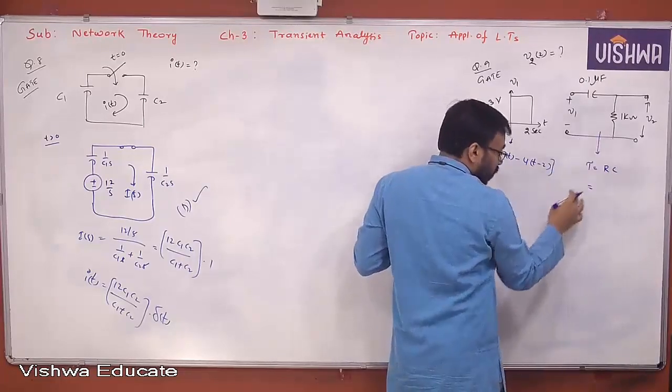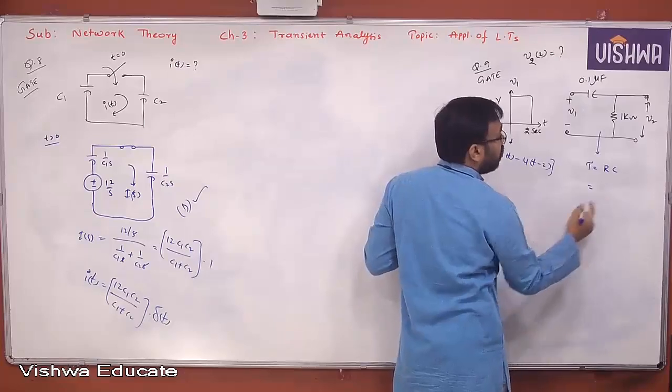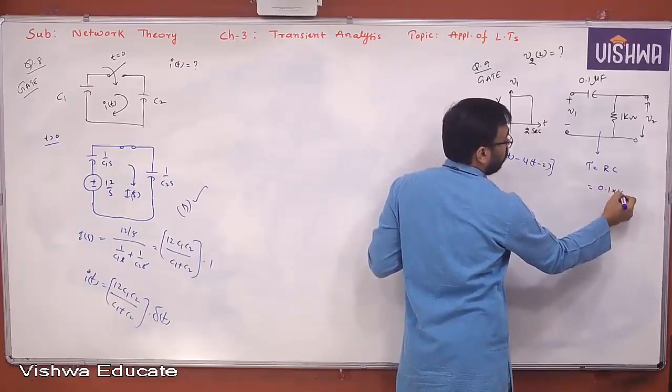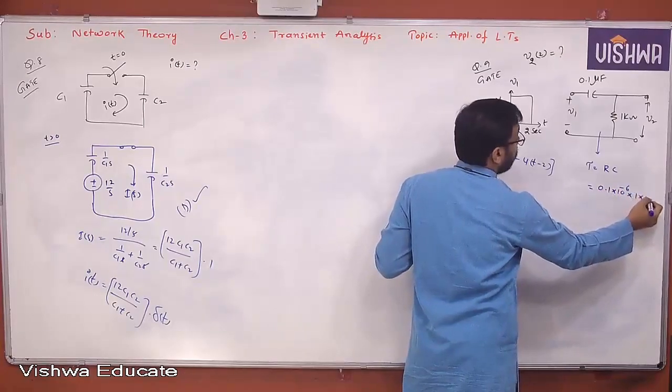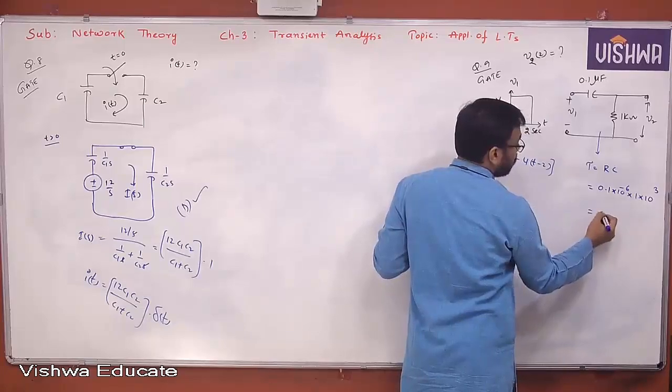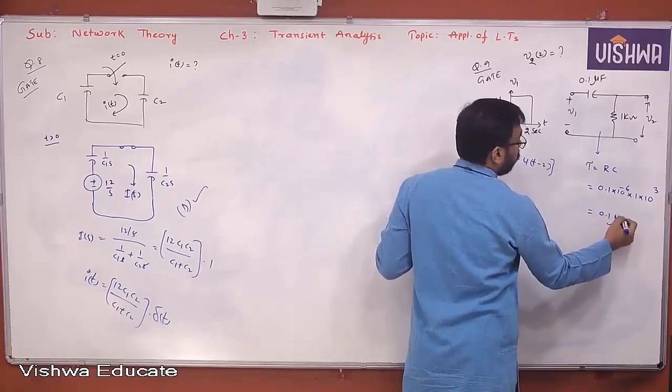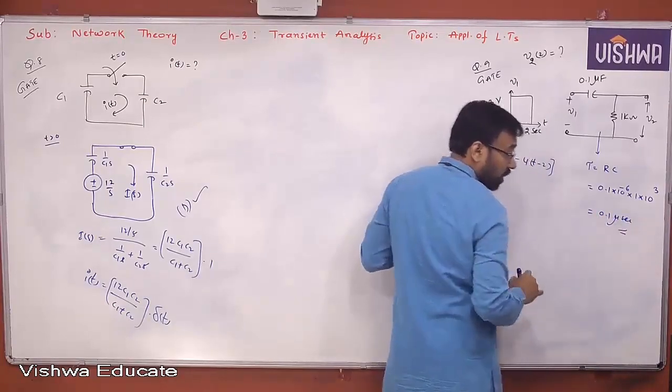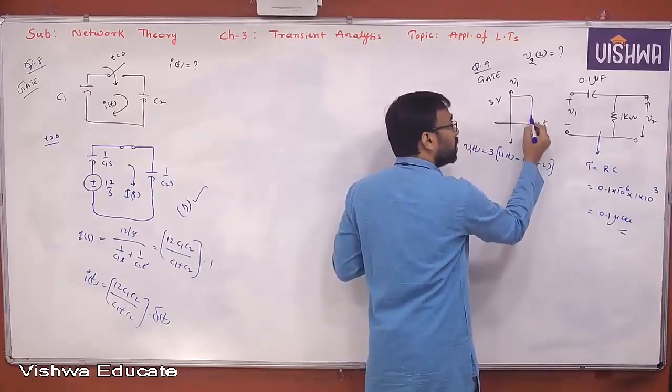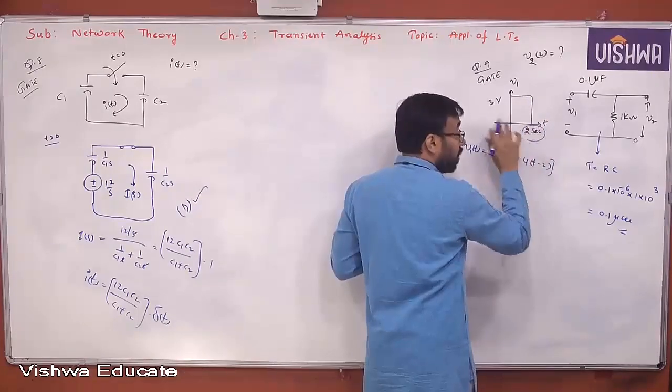If I calculate the time constant here, what is the value? 0.1 microfarad, 10 power minus 6, into 1 kilo, 10 power 3. So that means 0.1 microsecond. This is the time constant. But what is the pulse duration you have given? Up to 2 seconds you have given.